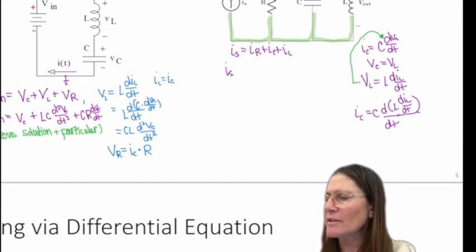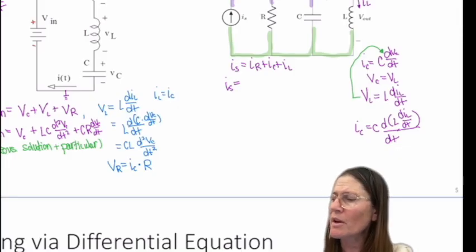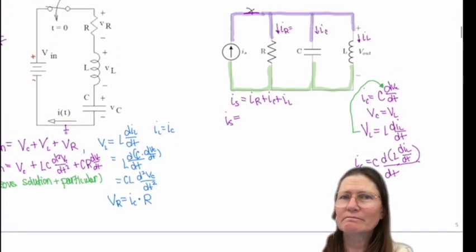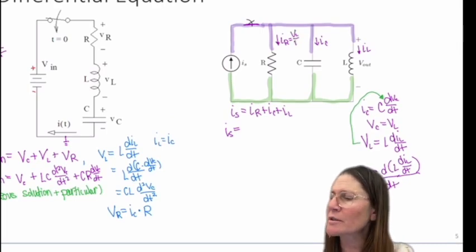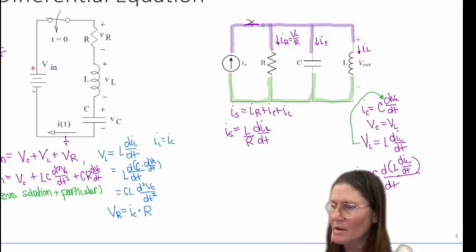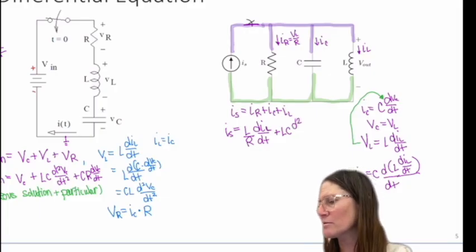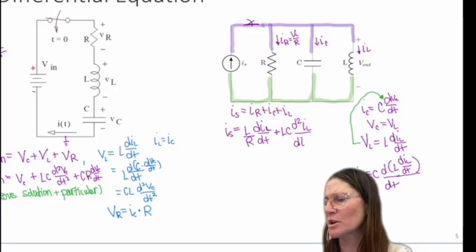So here IS and IR is going to be VL over R, and VL is L, so L over R, dIL/dt. And IC is now this, LC, d squared IL over dt squared. And then IL.